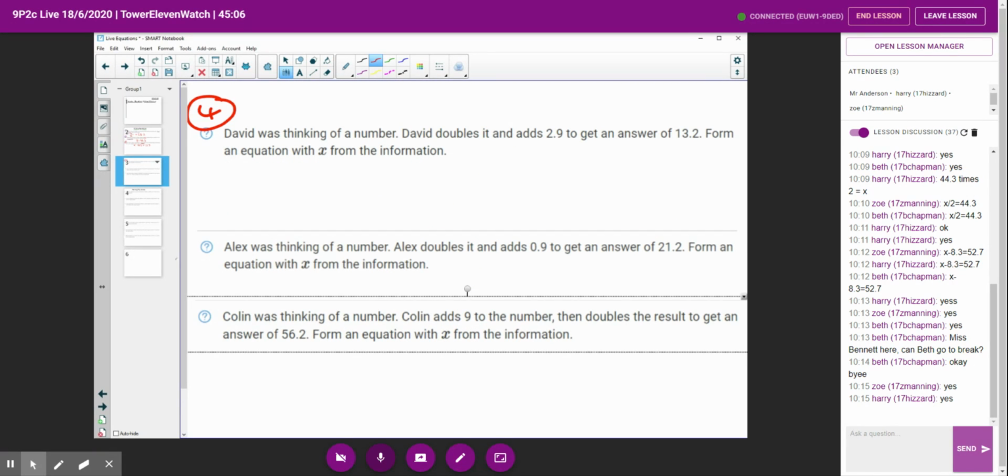Right, so the more difficult one here. We've got two things going on, so you need to think about exactly how we're going to write this. So David was thinking of a number. David doubles it and adds 2.9 to get an answer of 13.2. Form the equation. So guys, can you think using maths how we could say we're thinking of a number, which is x, and what we're going to do is we're going to double it and add 2.9. So in the chat on the right, guys, can you think how we might write that down using our mathematical language?